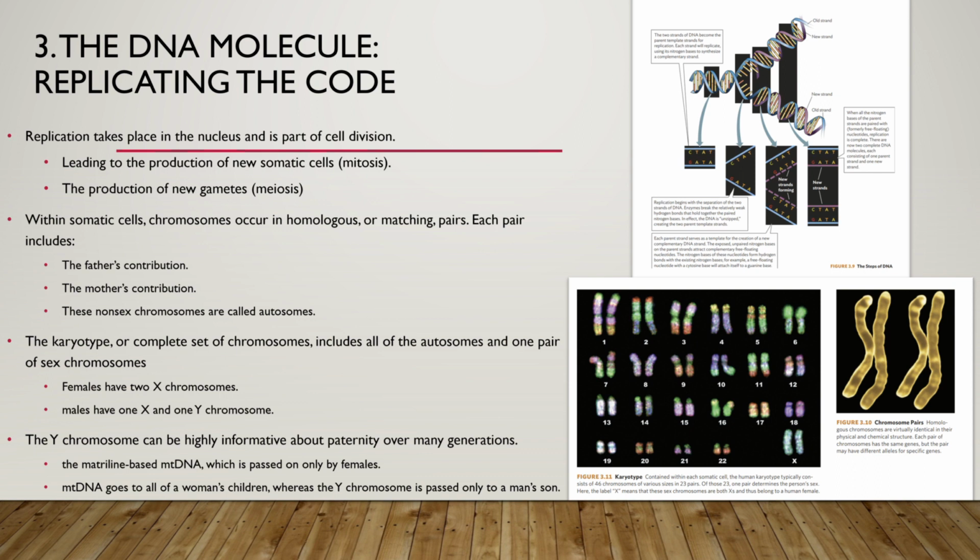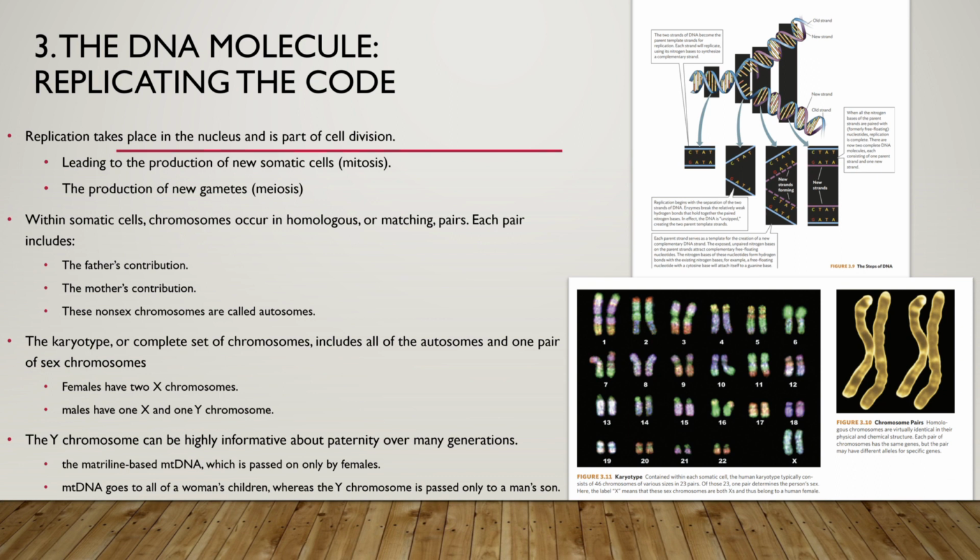In replication, DNA makes identical copies of itself. Going from one double-stranded parent molecule of DNA to two double strands of daughter DNA. Within somatic cells, chromosomes occur in homologous, or matching, pairs. Each pair includes the father's contribution, the paternal chromosome, and the mother's contribution, the maternal chromosome. These non-sex chromosomes are called autosomes.